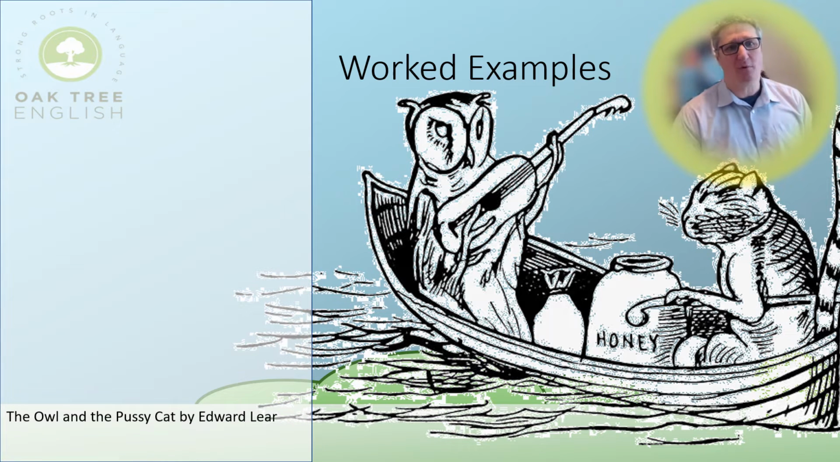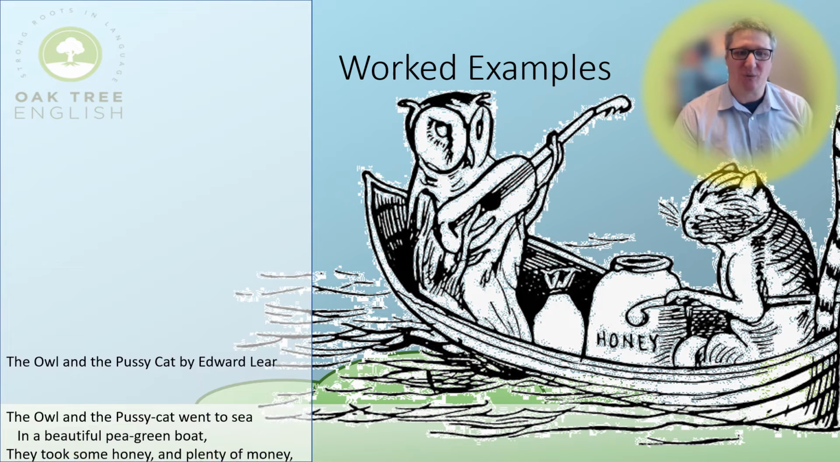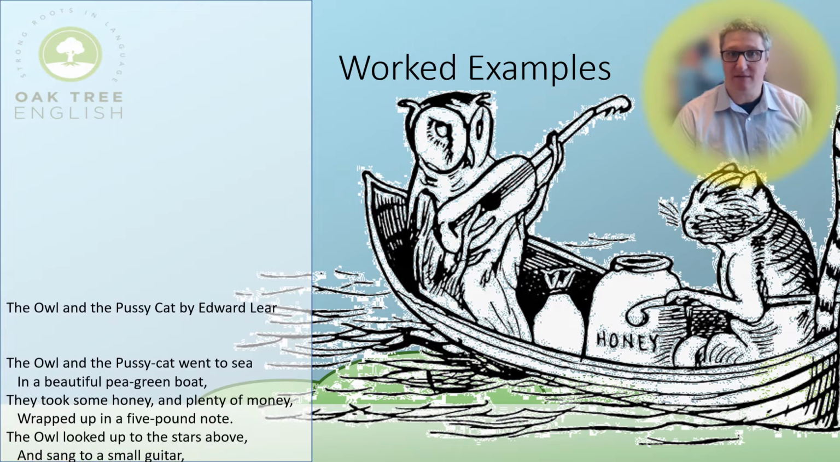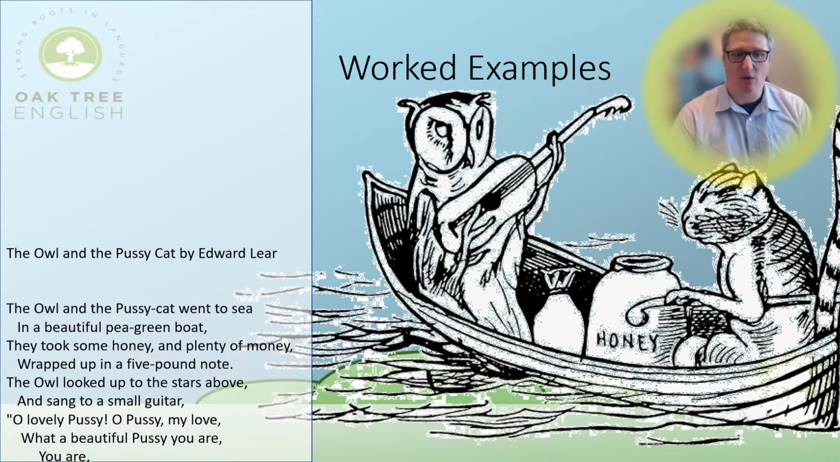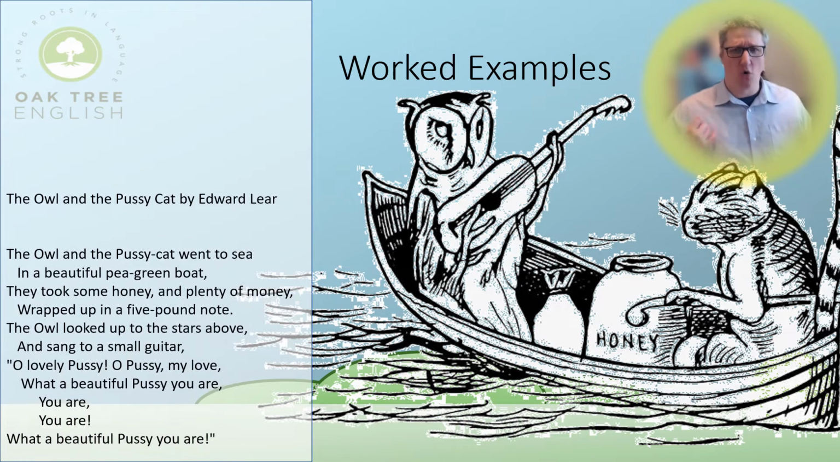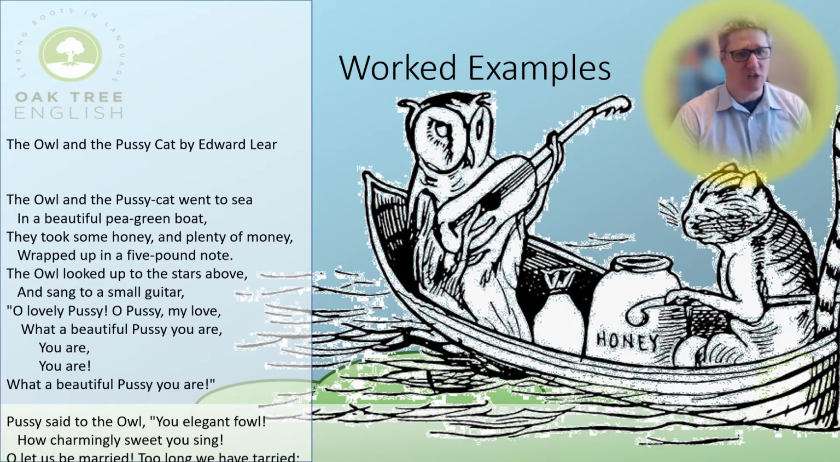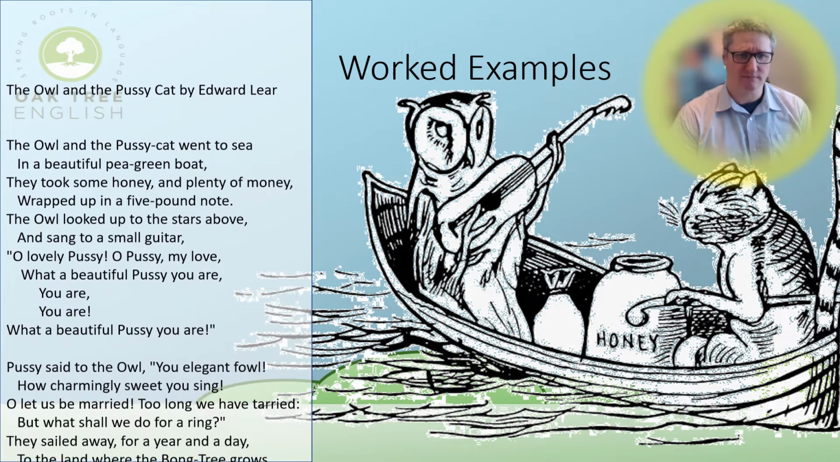The Owl and the Pussycat by Edward Lear. The owl and the pussycat went to sea in a beautiful pea-green boat. They took some honey and plenty of money wrapped up in a £5 note. The owl looked up to the stars above and sang to a small guitar. Oh, lovely pussy, oh, pussy, my love, what a beautiful pussy you are. You are, what a beautiful pussy you are.